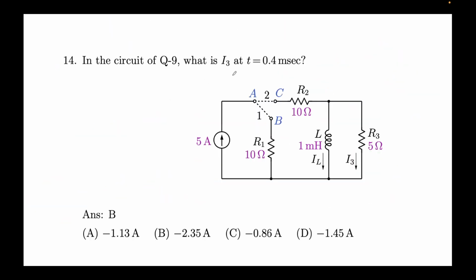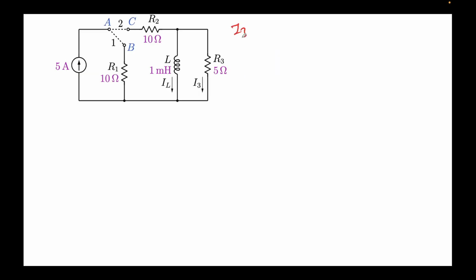Now the question asks for I3 at t equal to 0.4 milliseconds. So remember that t1 was 0.3 milliseconds, right? So we are now talking about t greater than t1. So let's do that. We are interested in what is I3, at t equal to 0.4 milliseconds. This means we need to draw the circuit diagram for t greater than t1.